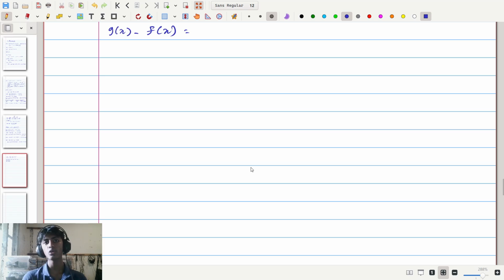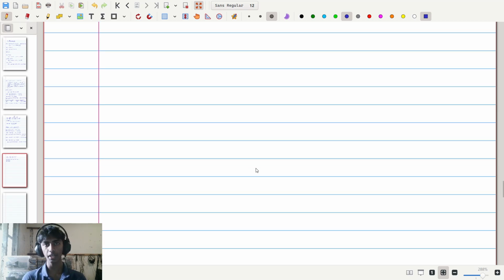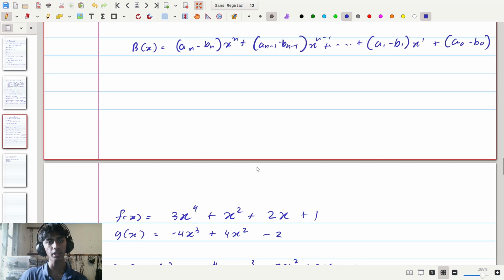Alright, so now we know how to do simple addition and subtraction with polynomials. Let's now tackle how we do division and multiplication. We'll do multiplication first because it's more straightforward. Say that we have two polynomials. We'll use the same ones earlier, so I'll actually go up here.